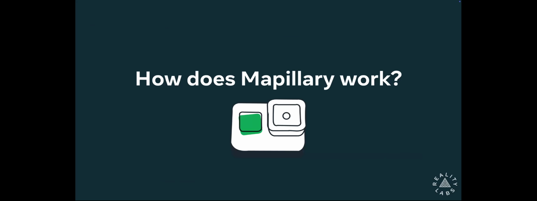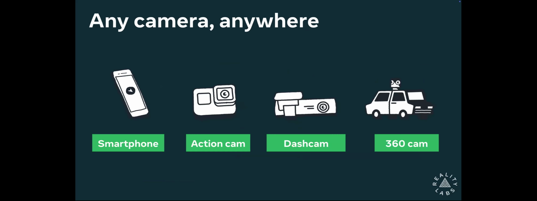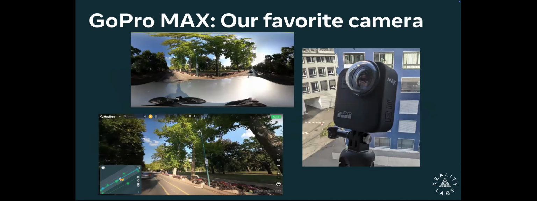So how does Mapillary work? It starts by capturing your own imagery. Anybody can contribute to Mapillary with really any device you might have. You can capture with a smartphone, an action cam, a dash cam, or a 360 cam. Our mobile apps make it easy to capture imagery just from your phone and upload it straight there. We offer action camera support, dash camera support, and 360 camera support.